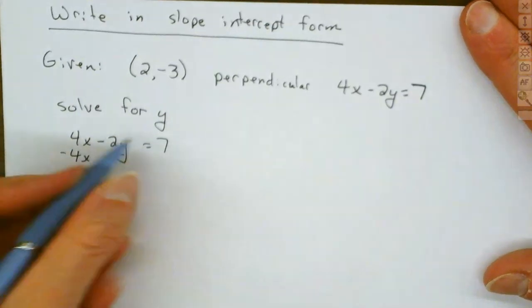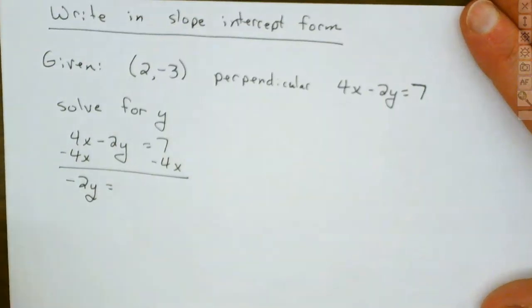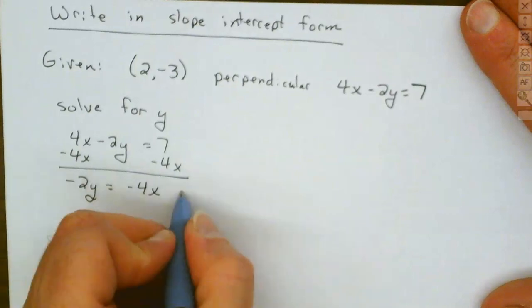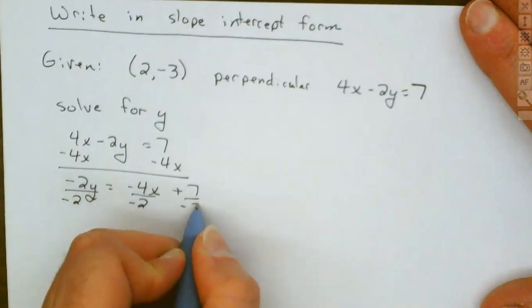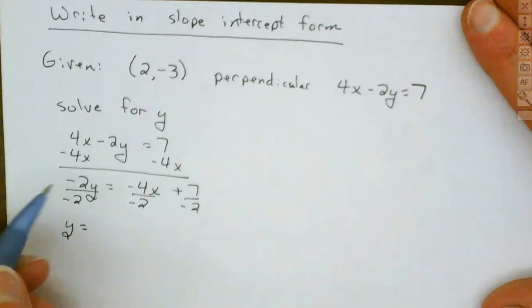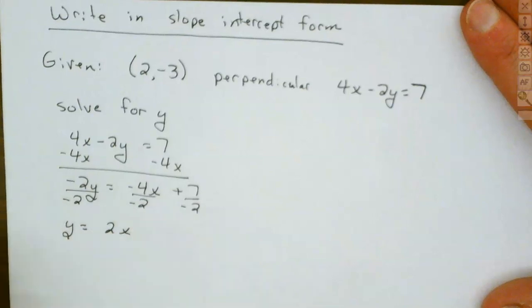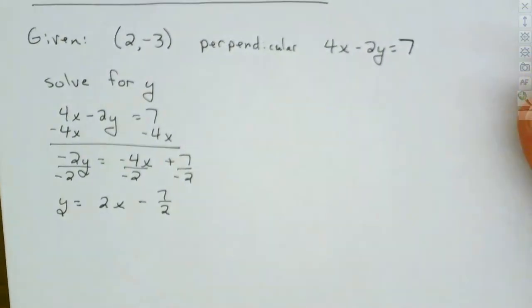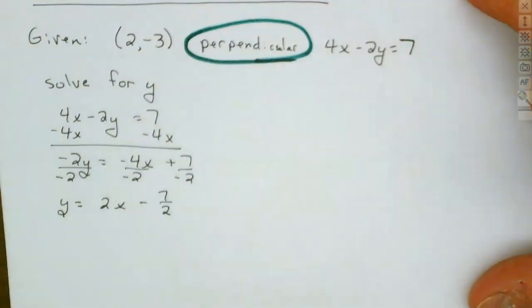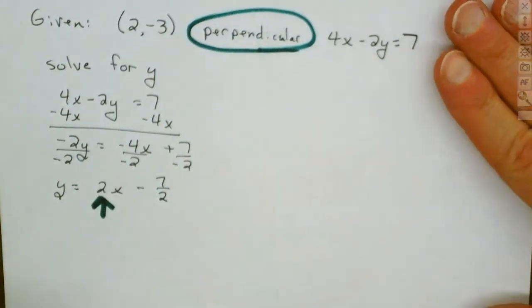So I'm going to move that 4x over. And that leaves you now with a minus 2y equals a minus 4x plus 7. I'm going to divide by that negative 2. And now we've got y equals negative and negative makes it a positive. 4 over 2 makes it a positive 2x there. And then we've got a minus 7 halves. Very important that we remember that. It's perpendicular. So this is going to be my slope. So my slope is 2.